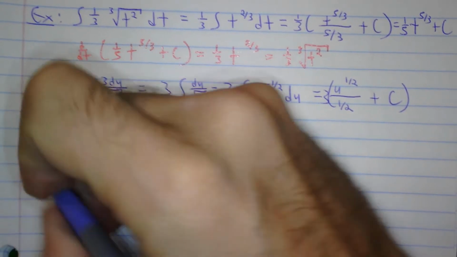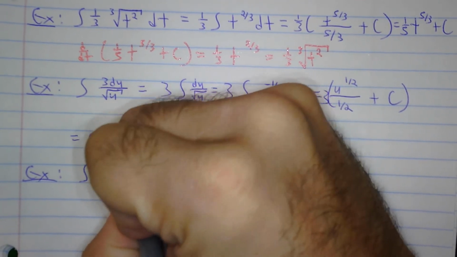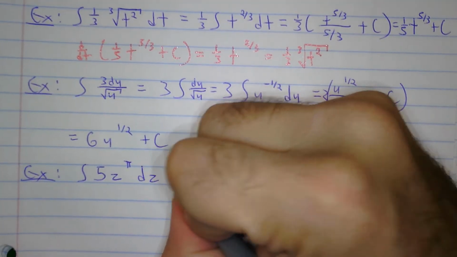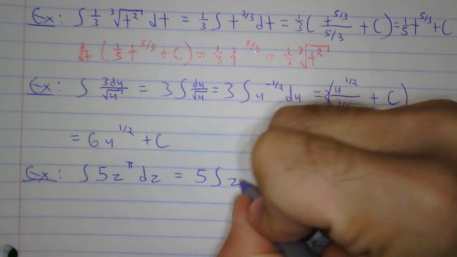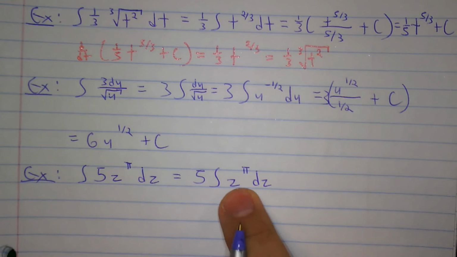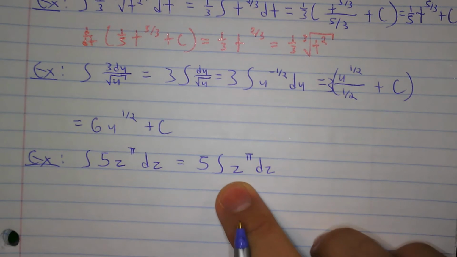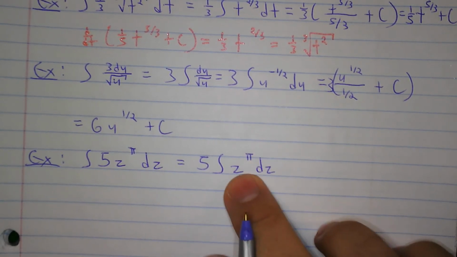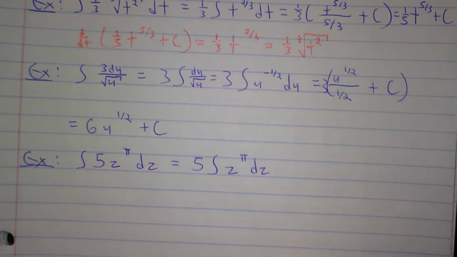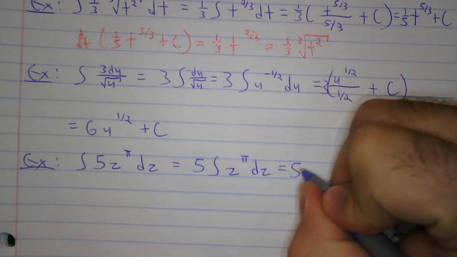Last example is going to be the integral of 5z to the pi dz. Well, we know we could pull out the 5, and we've just got z to the pi dz. What type of function is this? Is this exponential? Is this a power function? It's just a power function. It's no different than x squared. Instead of x, we're calling it z, and instead of squared, we've got pi. Pi is about 3.14. So just look at it like a power function, power rule, anti-differentiate with respect to z.